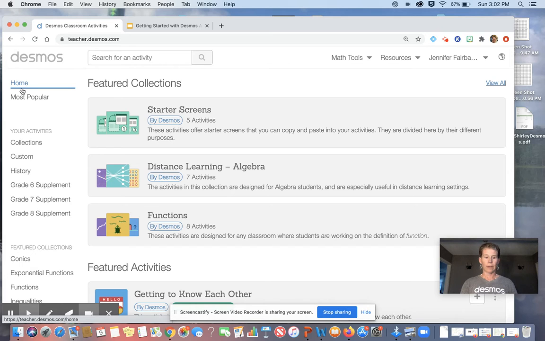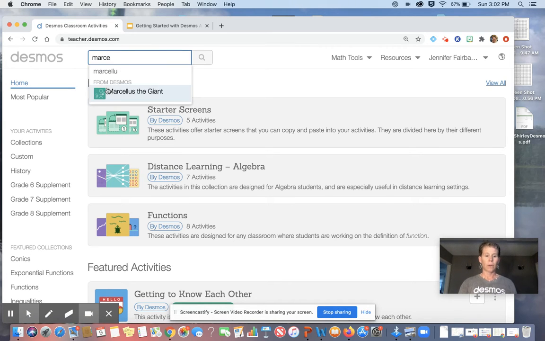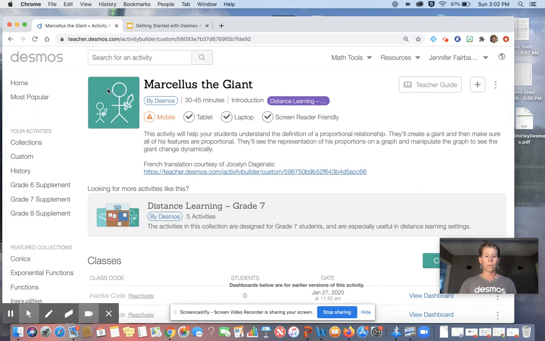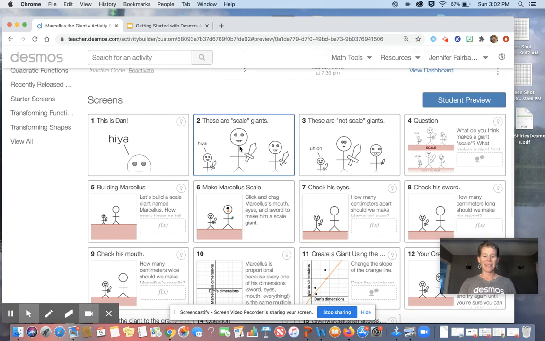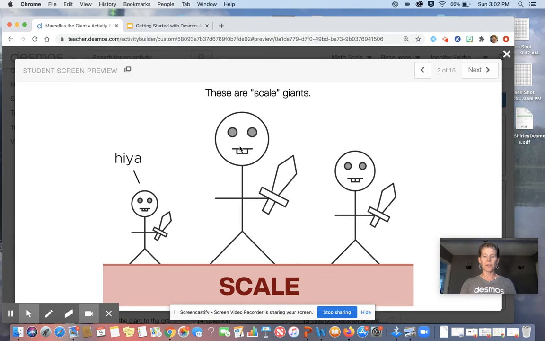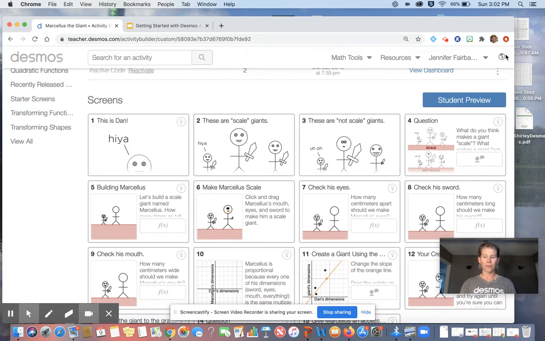Another one of our favorites is Marcellus the Giant. So in Marcellus the Giant, it's going to work on scale figures, similarity, proportion. You're going to be moving things and see if they are in proportion. So this is a fun activity, again, for discovery.